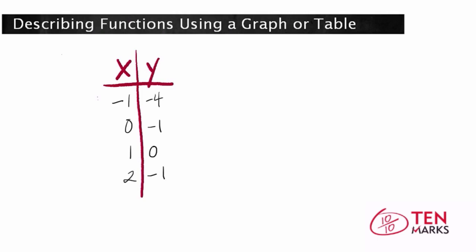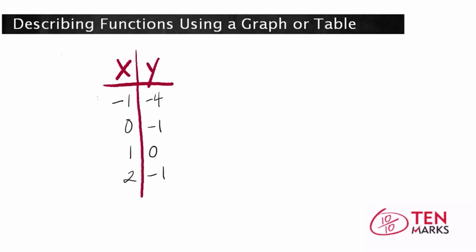Let's take a look at something else. Here's a table of values. The ordered pairs are (-1, -4), (0, -1), (1, 0), and (2, -1). The question is, based on the table of values, can you tell if the function is increasing or decreasing?